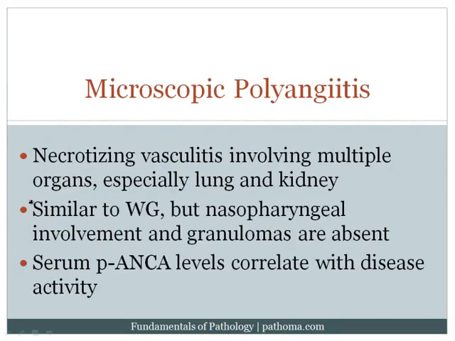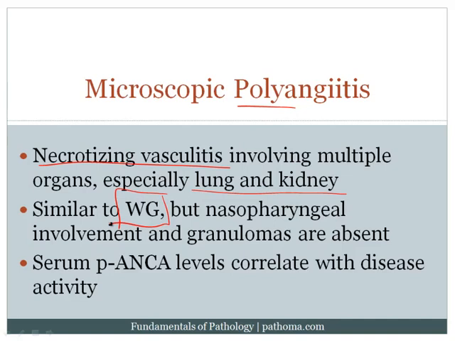Now, another small vessel vasculitis is called microscopic polyangiitis. This is a necrotizing vasculitis that involves multiple organs, hence the name polyangiitis, poly implying multiple blood vessels, and it especially involves the lung and the kidney. Basically, it's very similar to Wegener granulomatosis. However, you're going to be missing a few things.